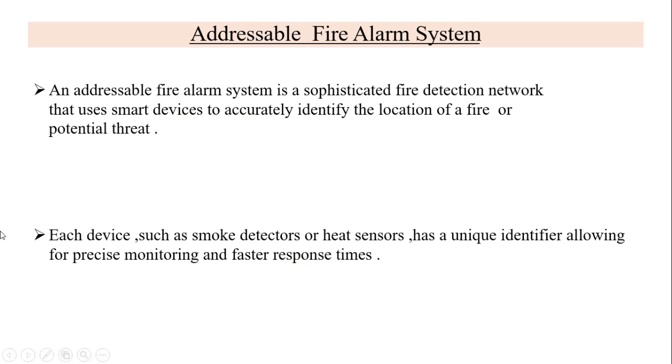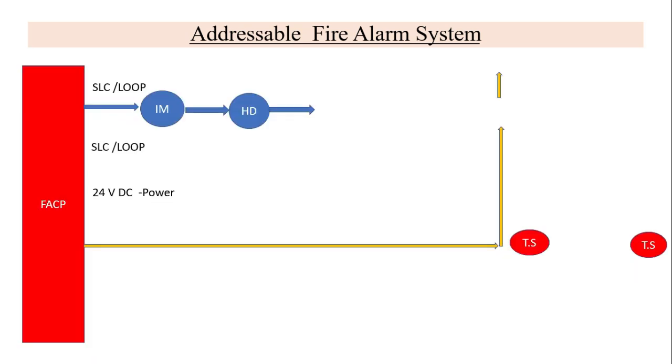Now come to addressable. The addressable fire system is a sophisticated network that uses smart devices to accurately identify the location. The advantage of this system is that we can tell minutely where exactly the fire happened. Through this addressable fire system we can detect it at a centralized panel, so the security person can go to evacuate the occupants. Here I have done some basic wiring for the addressable as well.